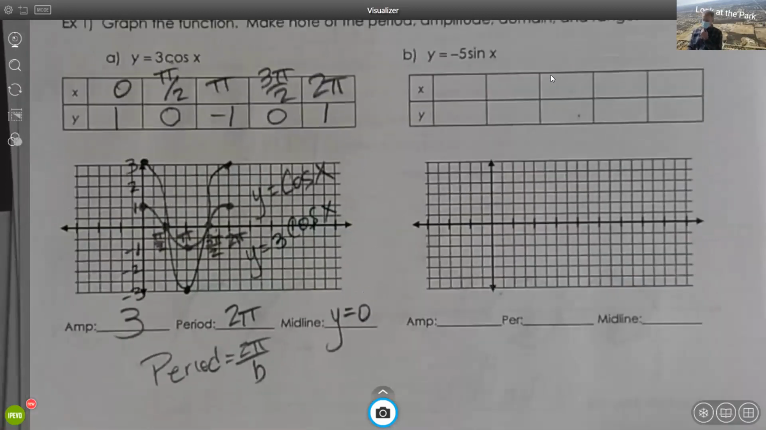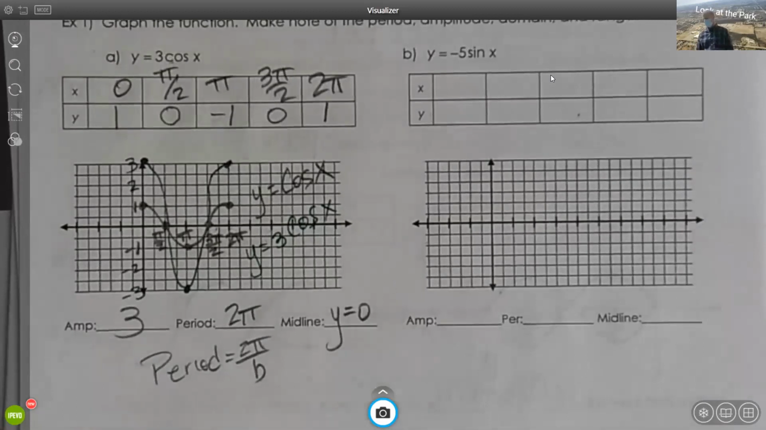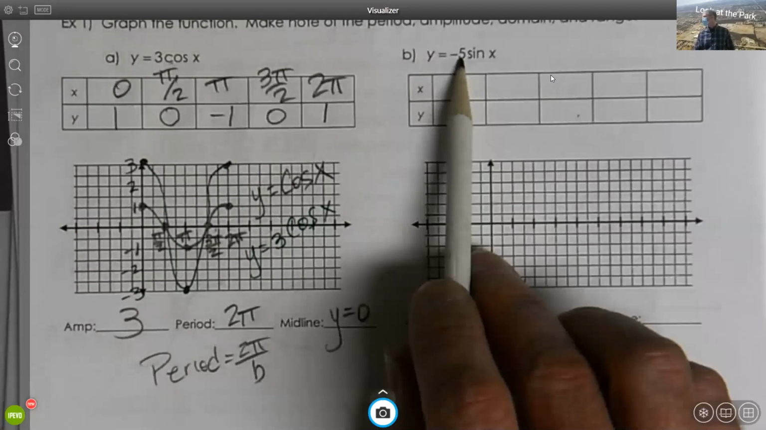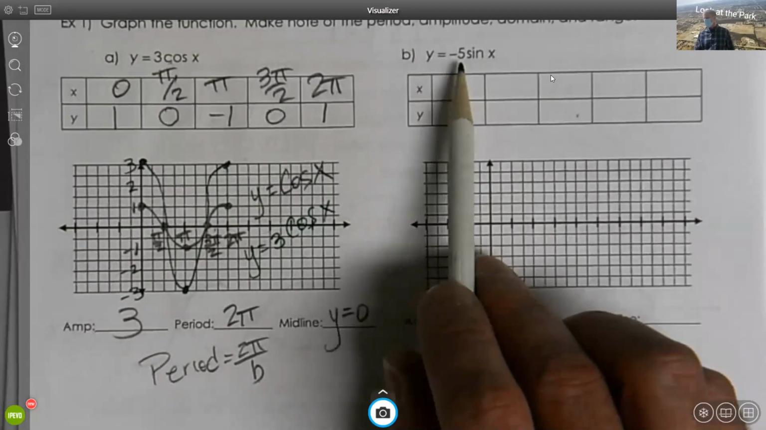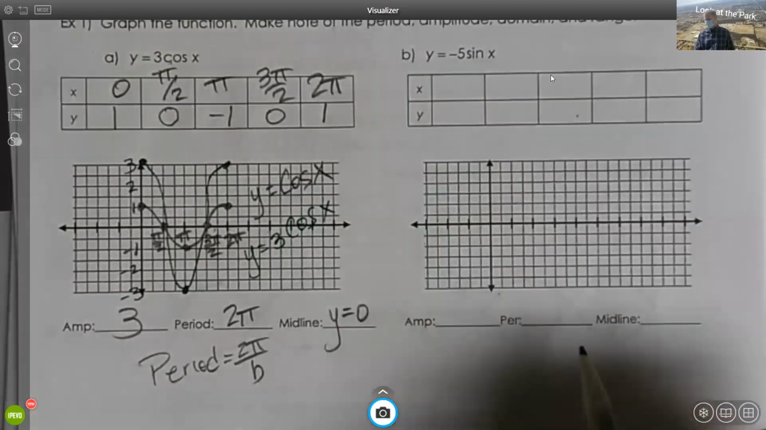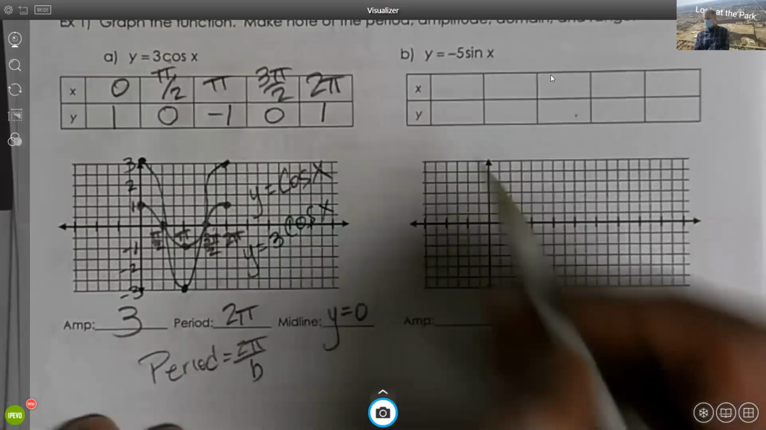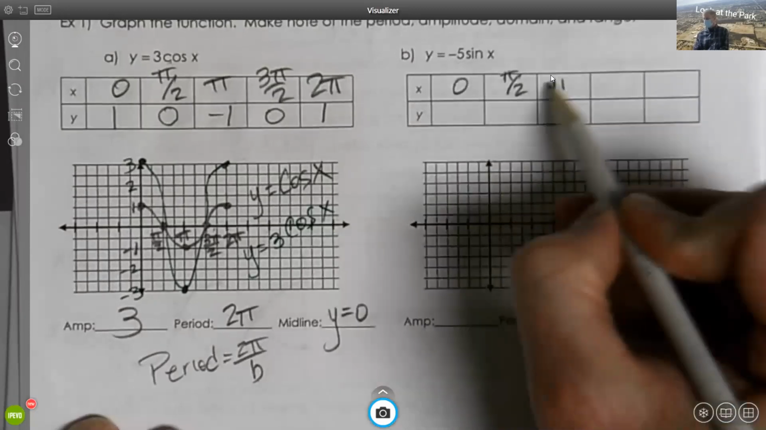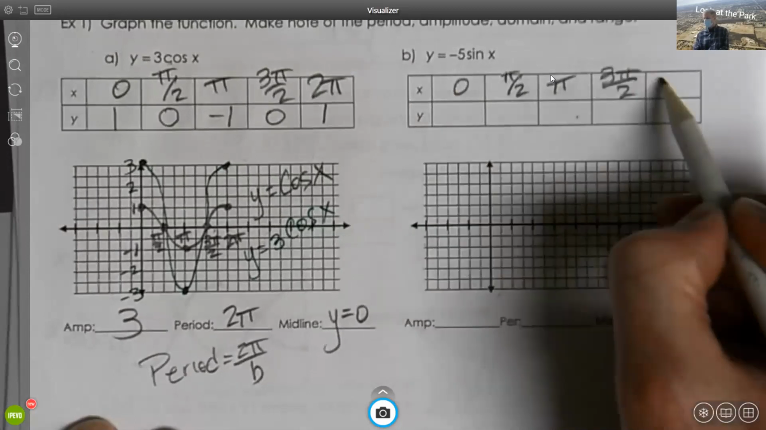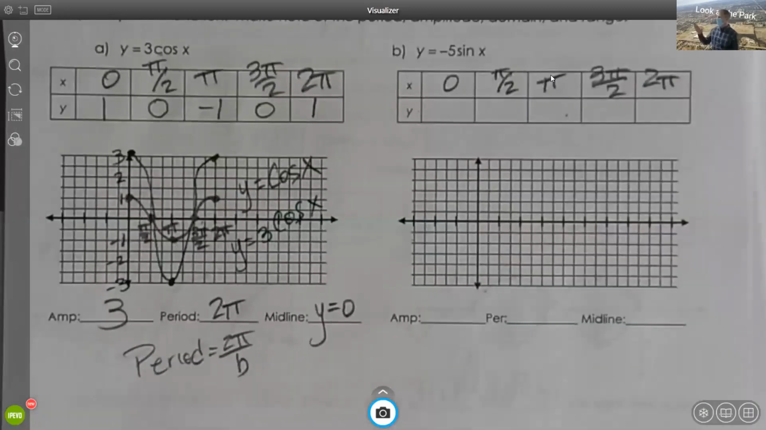So for letter B, think about how this graph is going to change. Look at your equation. Look at the -5. Look at the function. How are those things going to change what the original graph is going to look like? The original graph, we have 0, pi over 2, pi, 3 pi over 2, and 2 pi. We always go by the angles that make up the unit circle at the axes. Those are called quadrantal angles.